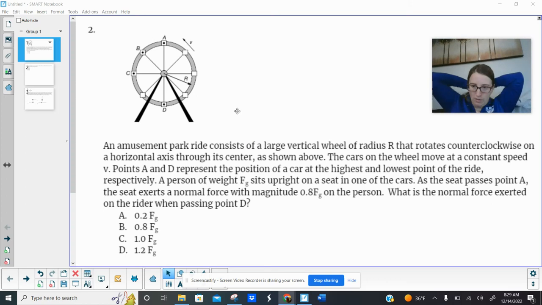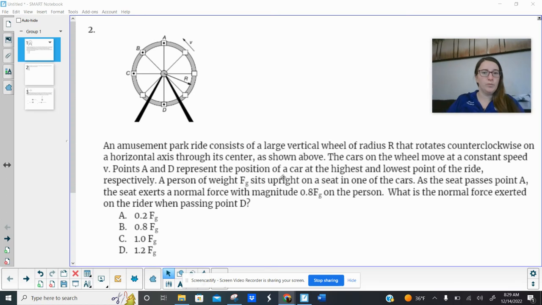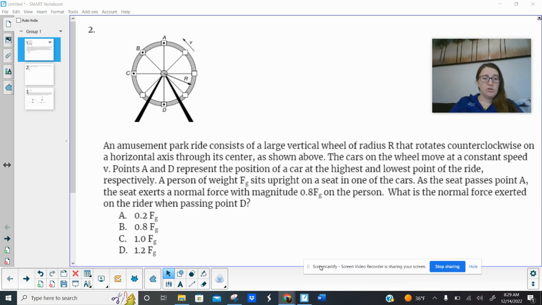Okay, so the first one that was considered kind of a hard question was number two. This one again was one of those questions where you really had to pick it apart. We're talking about points A and D. So here's A and here's D, and I can kind of ignore everywhere else. And we're going in a circle this way.